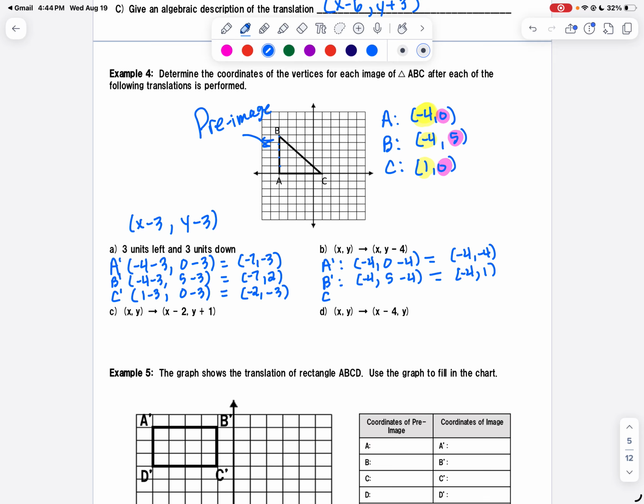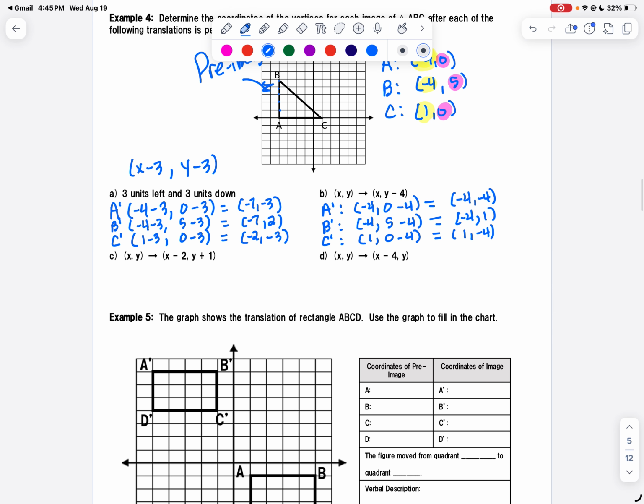All right, C prime. Take my x value, which is 1, keep it the same. Take my y value, which is 0, and decrease it by 4. So this would become 1, comma, -4. Now, what I'd like you to do is pause the video and try problems C and D on your own. When you're ready to check your answers, press play.